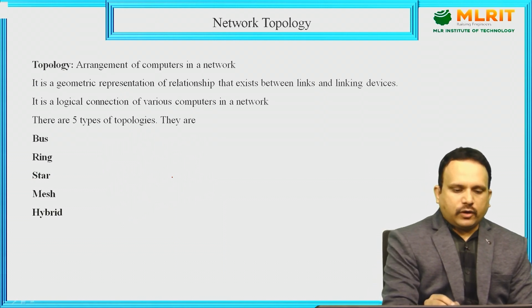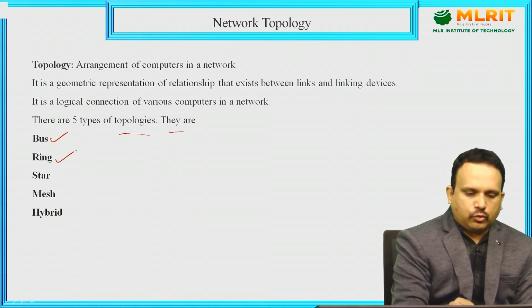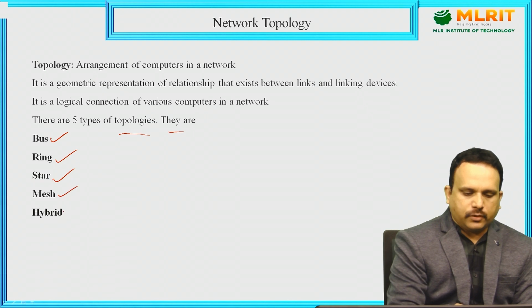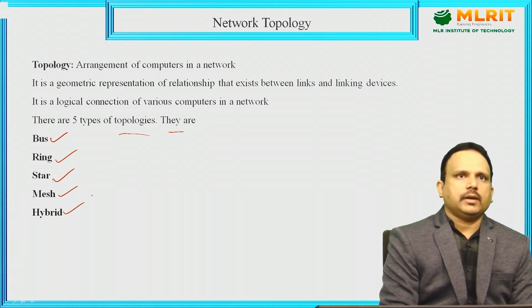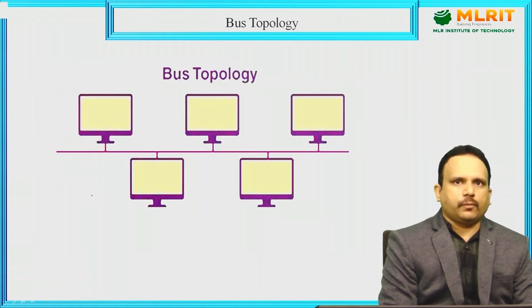Here we have five types of topologies. They are bus topology, ring topology, star topology, mesh topology and hybrid topology. Bus, ring, star, mesh and hybrid. So coming to the discussion regarding the bus topology.